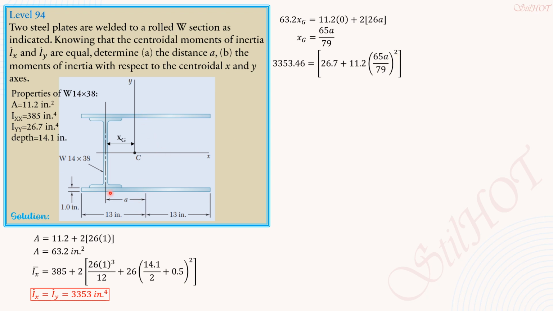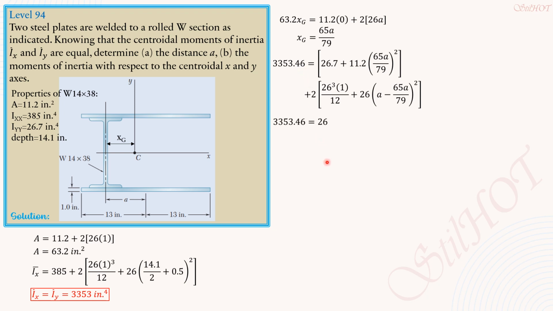Then we transfer the moment of inertia of this rectangular plate. So 2 times the moment of inertia with respect to this axis, which is 26 cubed times 1 over 12, plus area 26, and this distance squared is a minus xg, quantity squared. So 2 times 26 cubed times 1 over 12 plus 26 times a minus xg, 65 over 79 a, quantity squared. Simplifying, again this is the value here when we copy the exact value of 0.46.